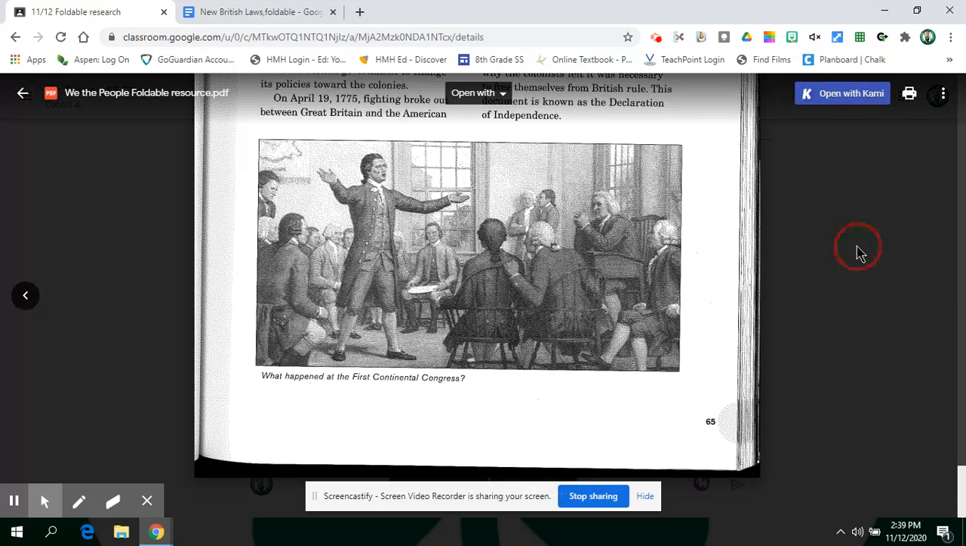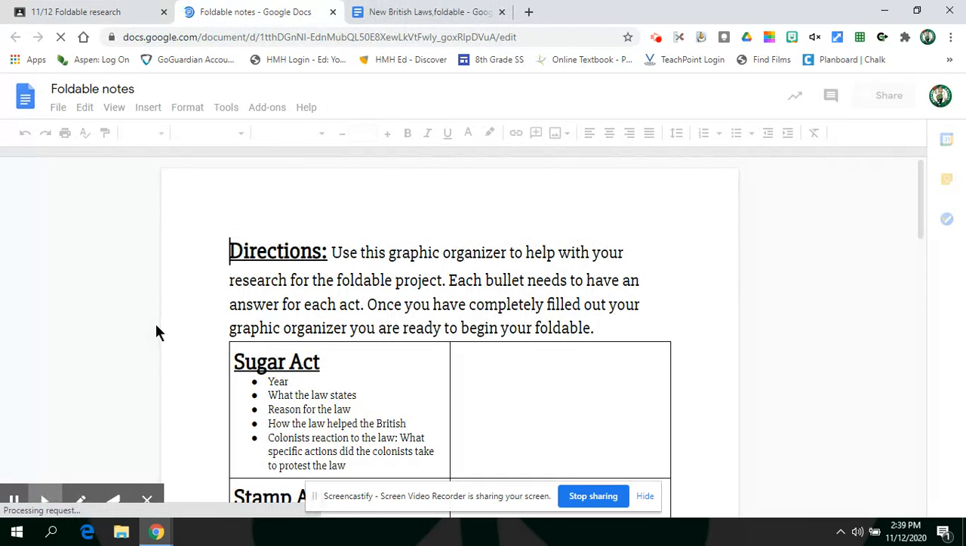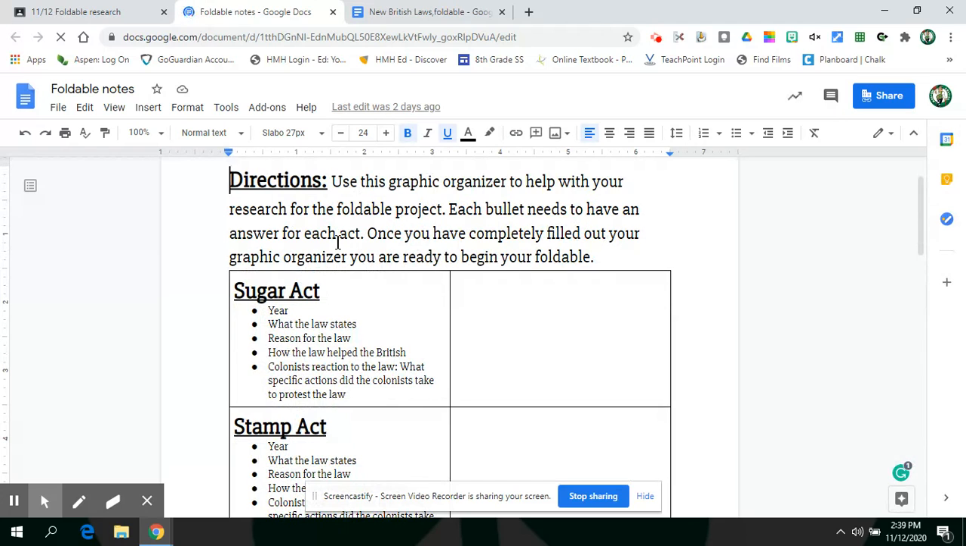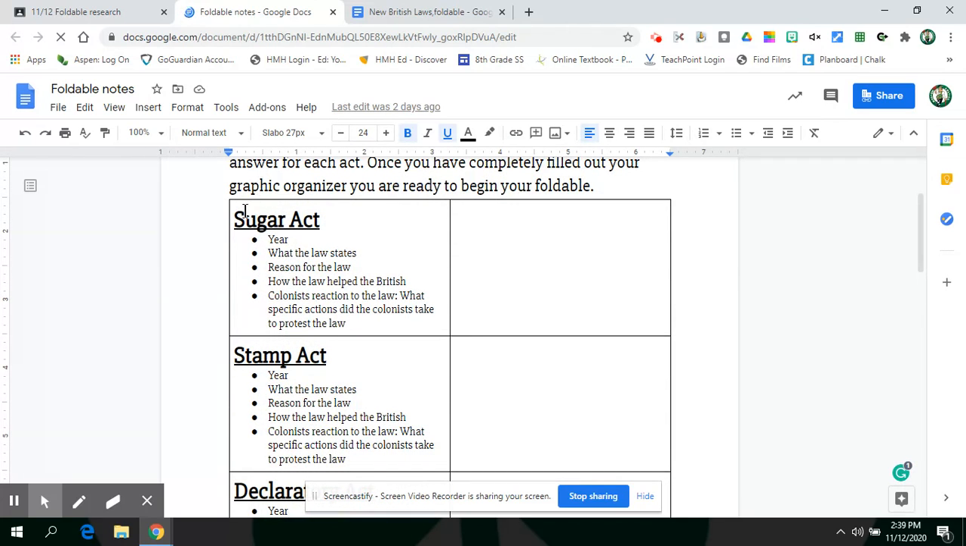Lastly, is your actual research organizer, which I've made for you. You're going to use this graphic organizer to help with your research. That's all we're really focusing on today and tomorrow while you're remote. For each one of these, just like it said in the rubric, you're going to find the year, what the law states, the reason for the law, how the law helped the British, and the colonists' reaction to the law. What specific actions did the colonists take to protest the law? You can include your information here. I'd recommend you put your information into bullets so you can keep it more organized.